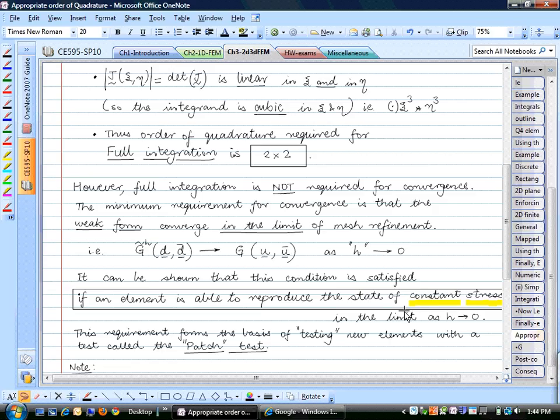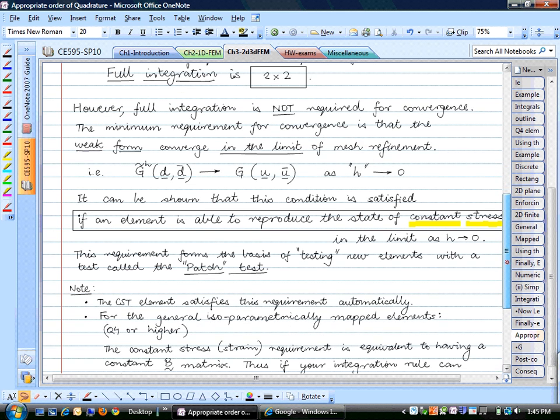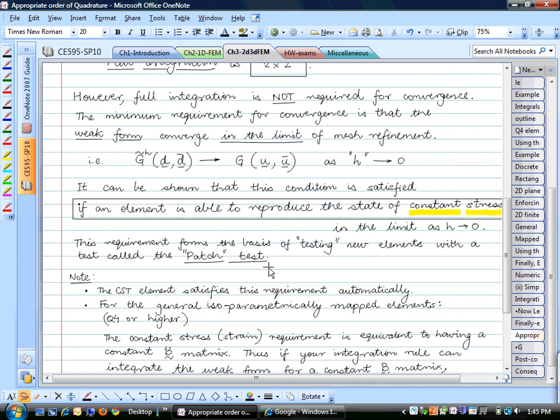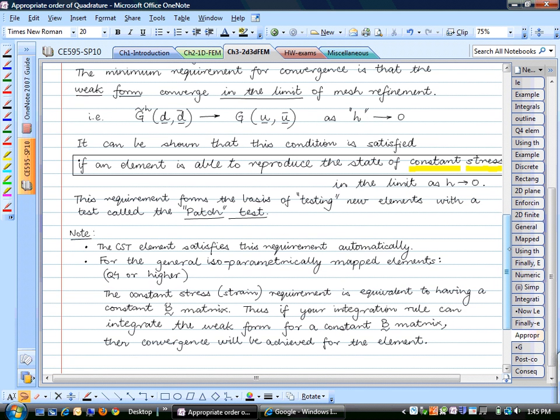So the reason for this, another reason for this condition, is that rigid body modes you should be able to capture with your element. So for example, if you have a triangle, if you apply a pure rigid body mode, then it should not detect any stress. Okay, so these are a couple of conditions that we'll again talk about later when we talk about this patch test.